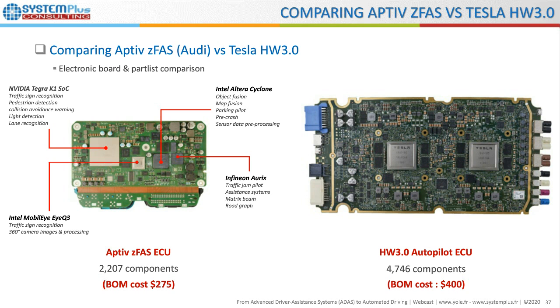The Intel Mobileye Q3 for traffic sign recognition and 360 degrees camera imaging and processing. The Intel Altera Cyclone for object fusion, map fusion, parking pilot, pre-crash, sensor data pre-processing. And the Infineon Aurix MCU for traffic jam pilot, assistance system, matrix beam, and road graph. We can see that there are 2 times fewer components in the active zFAS than the Autopilot 3.0. For the bill of material cost, the active zFAS is estimated at $255 compared to the $400 of the Autopilot ECU board.